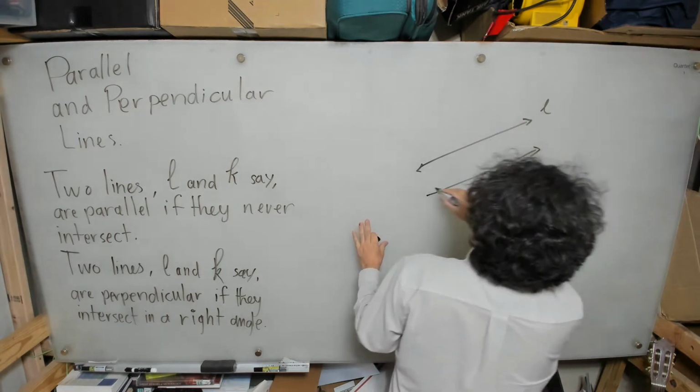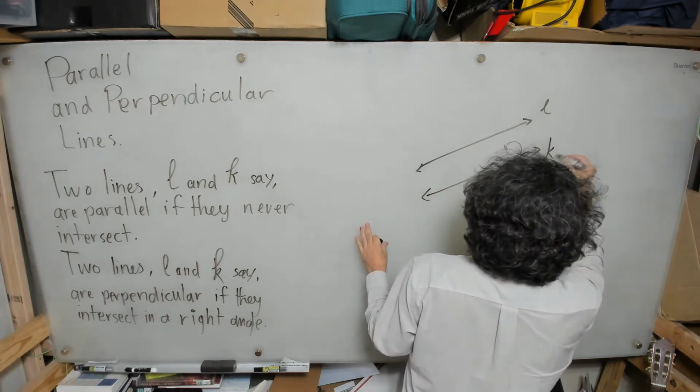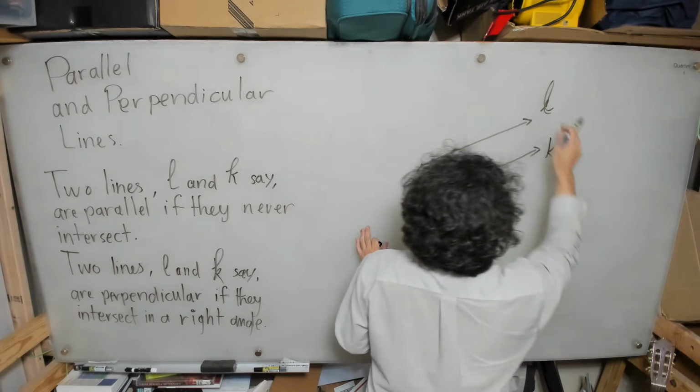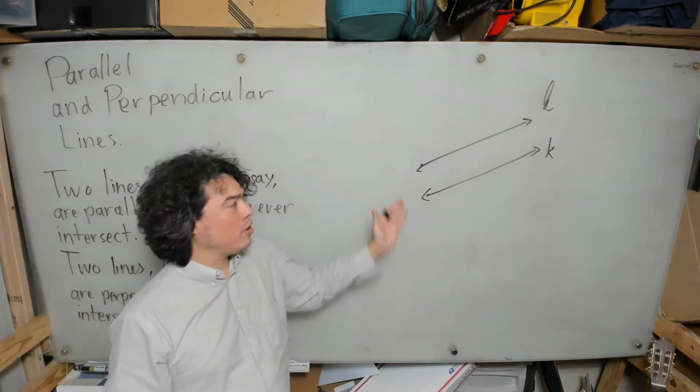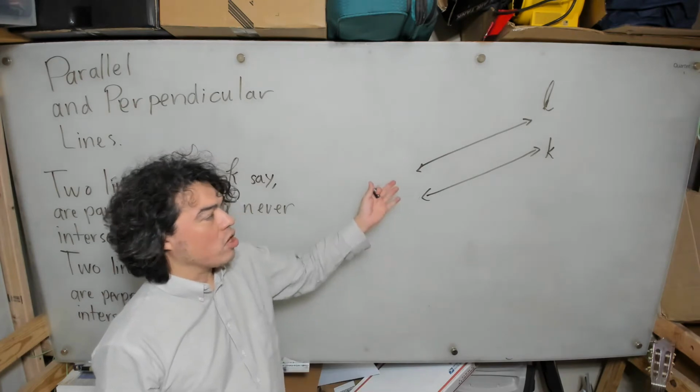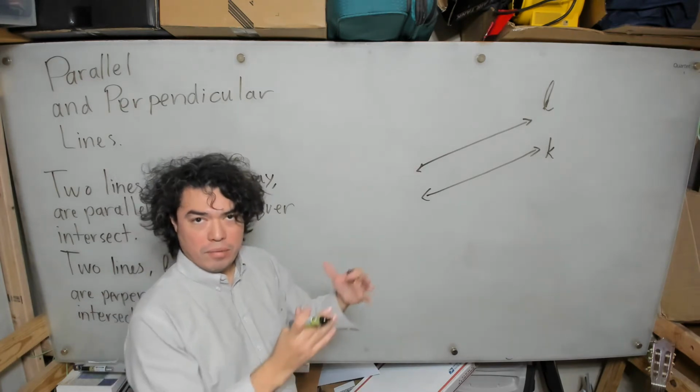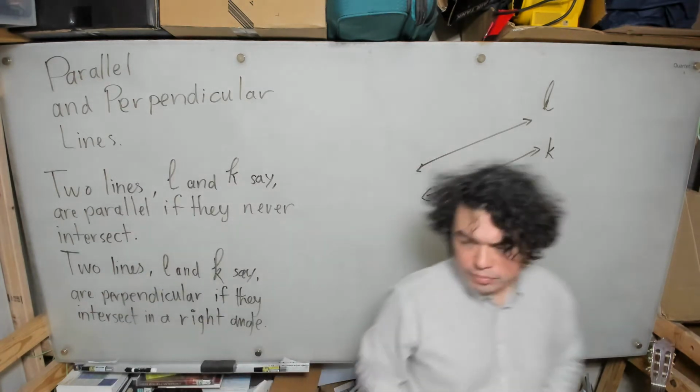Okay, so then let's say this is line K. Okay, much better. So this is the typical idea of what parallel lines are. They extend forever without ever meeting each other at any point.